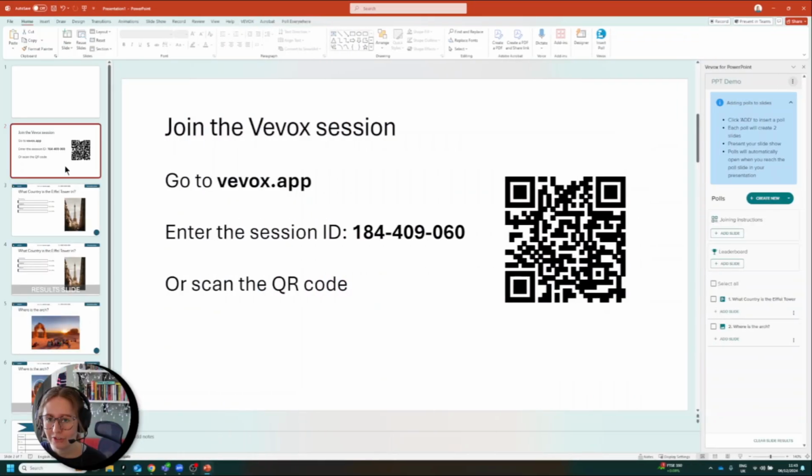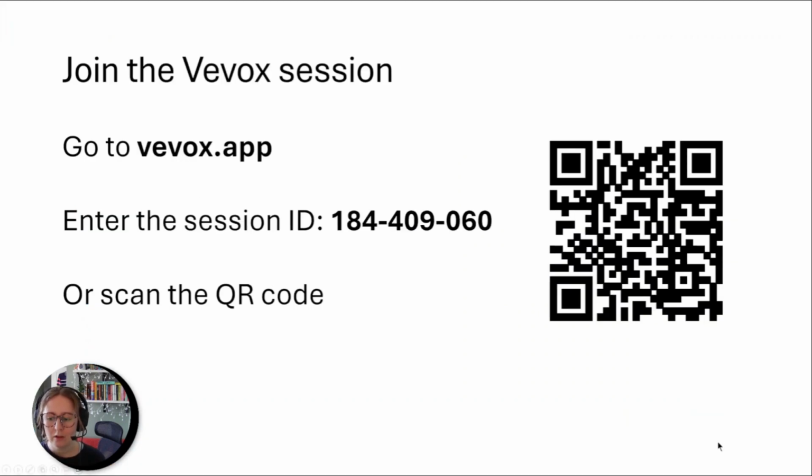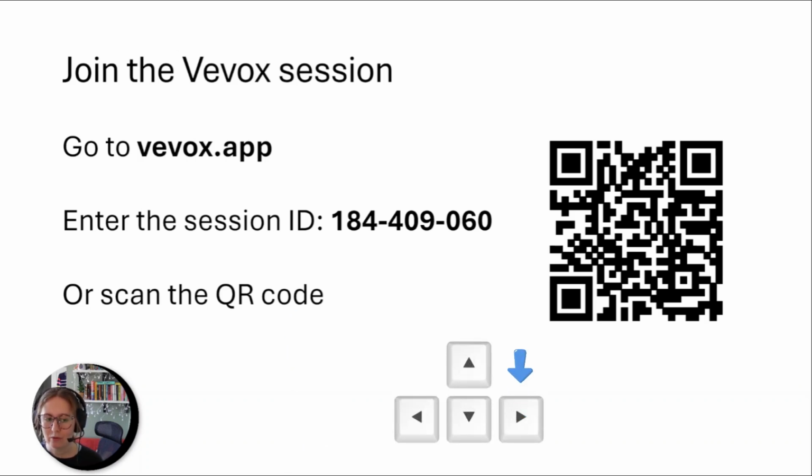So when you want to start presenting your PowerPoint and your polls, what you would do, similarly to normal, is you would come down and you would start going into your slideshow mode. When you're in slideshow mode, all you do is simply click to progress to the next slide, or arrow key, or however you would normally prefer to do this.